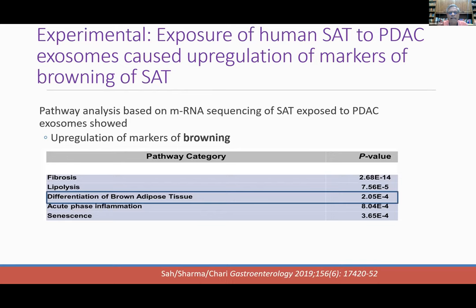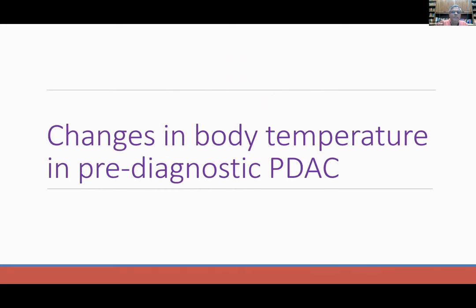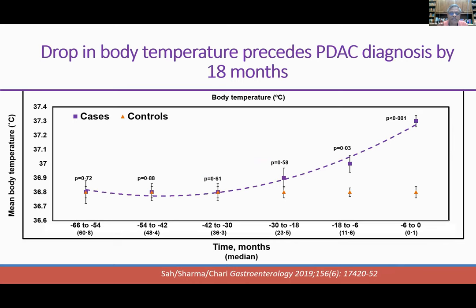When we took human adipose tissue from normal adults and exposed it to exosomes from pancreatic cancer, there was a dramatic increase in the expression of different brown adipose tissue genes. We had seen something like this before but didn't know what to do with that information until we got the rest of the information, which put the whole story together. Then we looked at subcutaneous fat biopsies and found a marked increase in expression of UCP1, which seemed to suggest that our hypothesis was likely true. But the most interesting thing was that we plotted the temperature of these patients, and sure enough, the temperature rose about the same time as the subcutaneous adipose tissue was being lost.